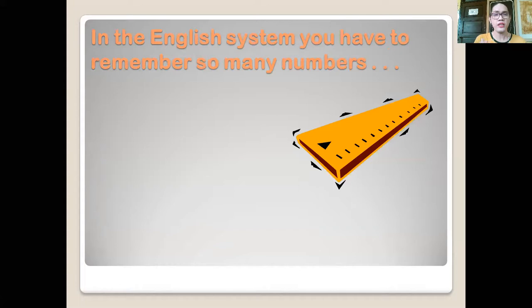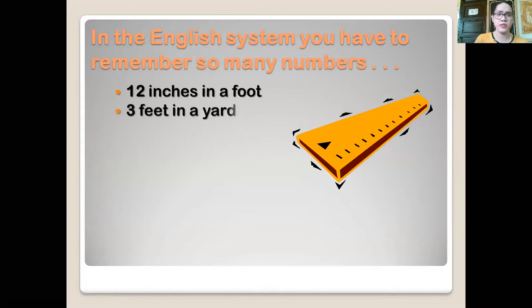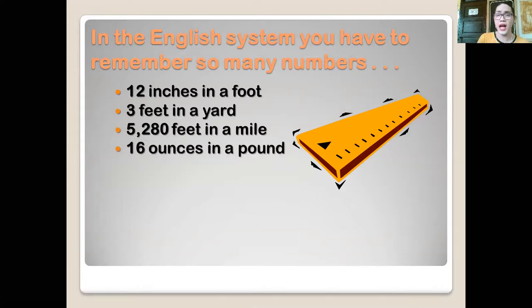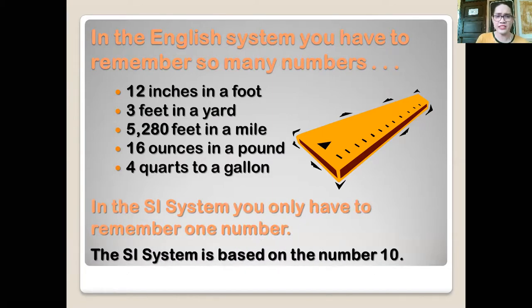Now, in the English system, you have to remember so many numbers. Like for example, 12 inches in a foot, 3 feet in a yard, 5,280 feet in a mile, 16 ounces in a pound, 4 quarts to a gallon. In the SI system, you only have to remember one number. That's the difference between the two. The SI system is based on the number 10.